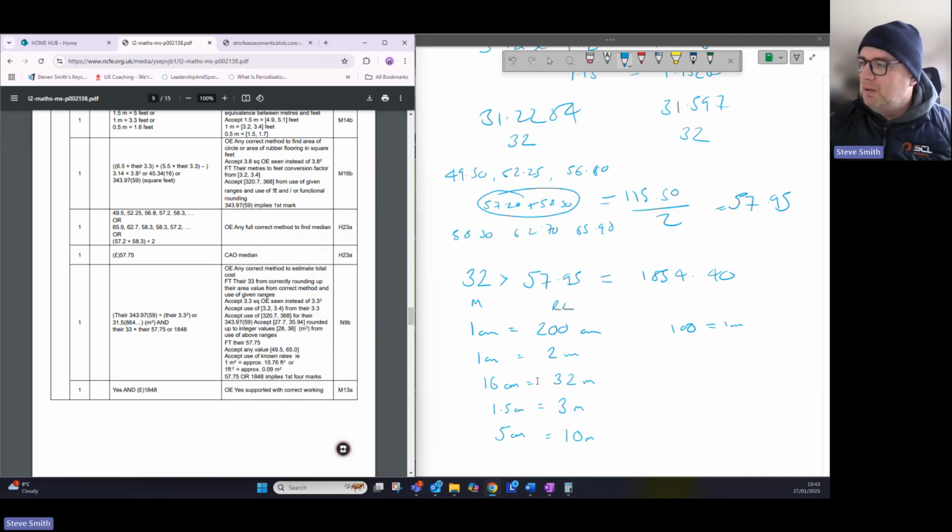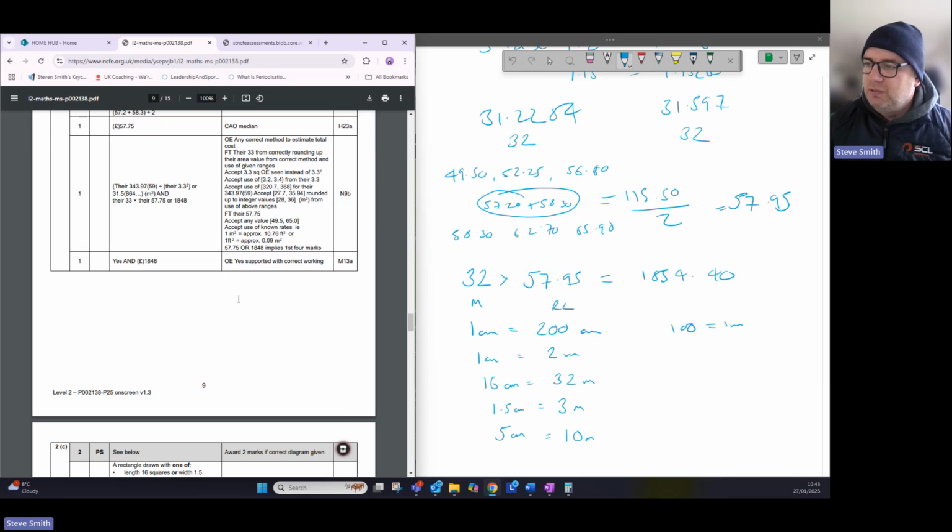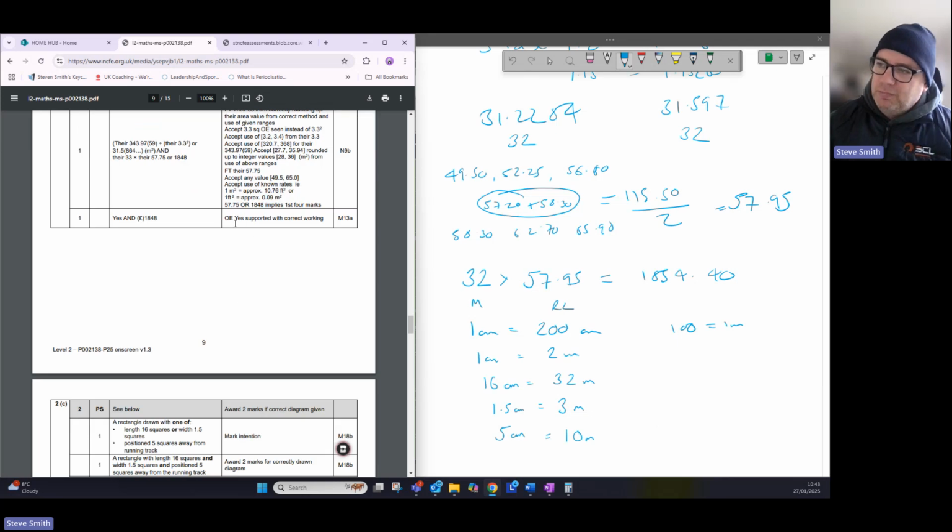Okay, so we didn't round ours up until the end. I'm sticking to pounds and pence until the end. So £1,954.40. So they've rounded theirs up. We didn't. We kept it accurate. And yes, supported with correct working. We've got the correct working all the way through. So the answer would be absolutely fine at that. They've just rounded it up. It's £6 less. But yeah, we've kept it accurate.